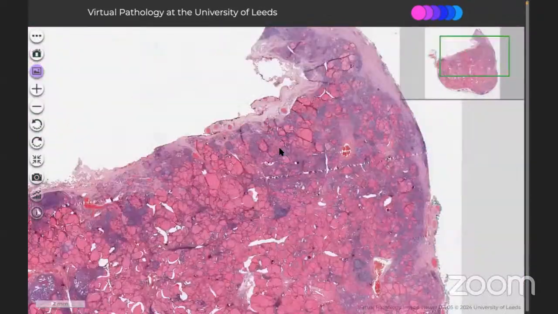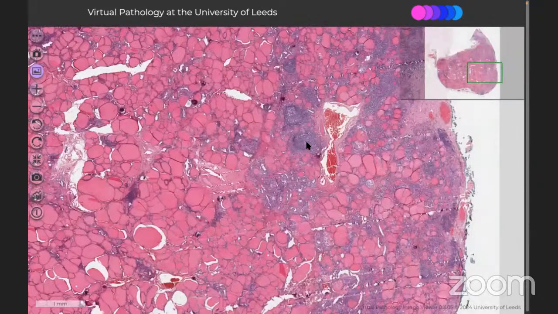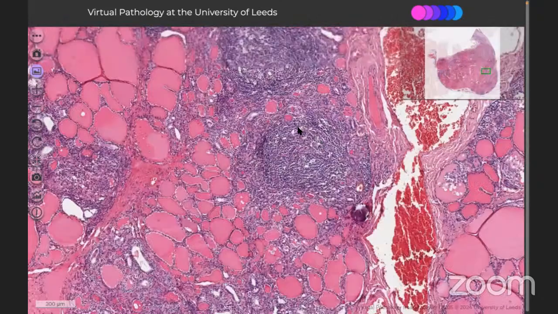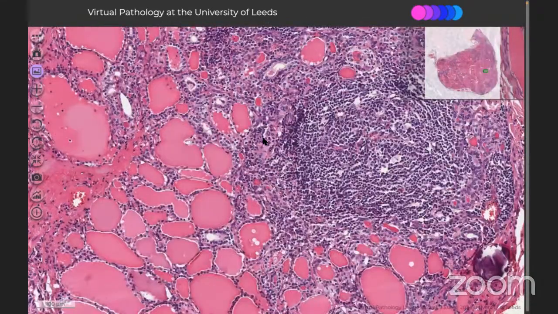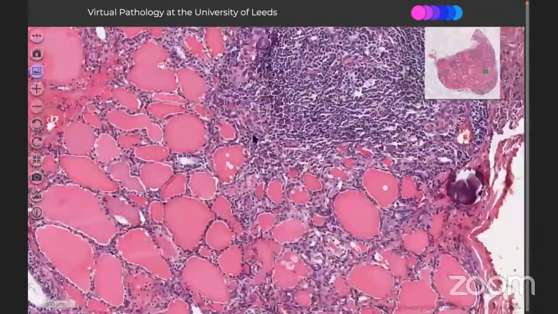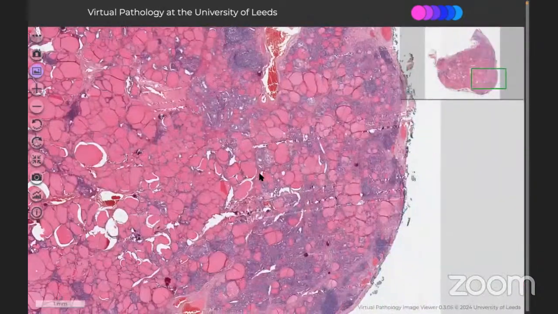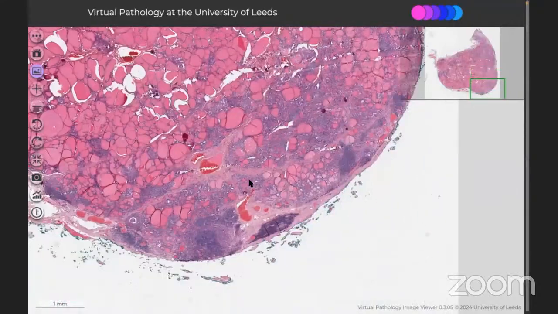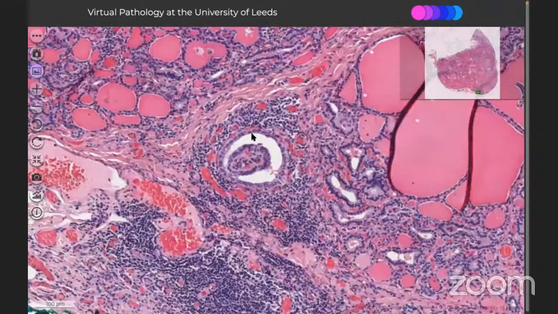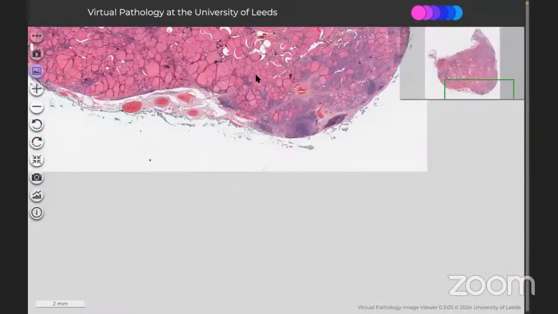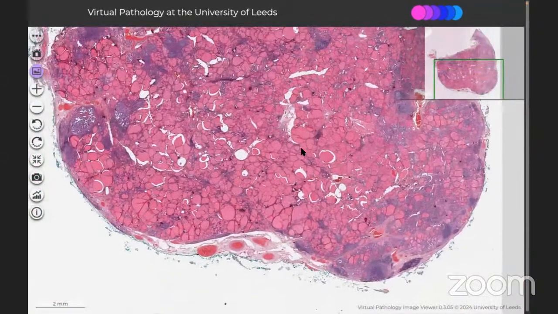And also the background is showing lymphocytic thyroiditis. We should mention that there is a bit of formation of lymphoid follicles here, and there is presence of follicular destruction by the lymphocytes. So the background has features of lymphocytic thyroiditis. Yes, there is another focus of papillary carcinoma. Okay, so this is a multifocal papillary carcinoma of the thyroid, and it is mostly incidentally detected.